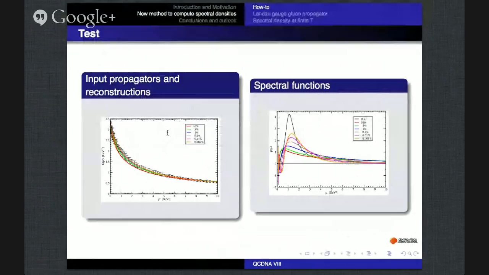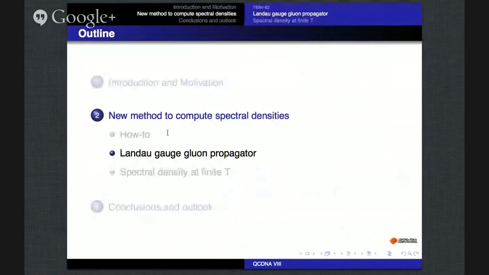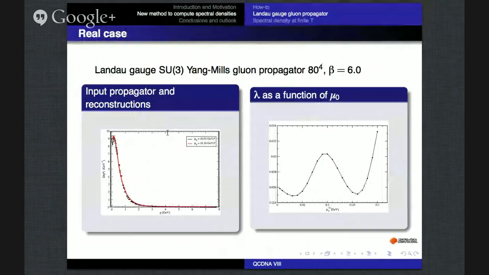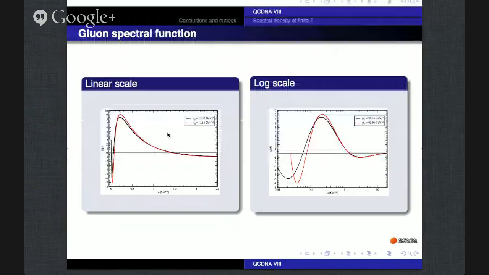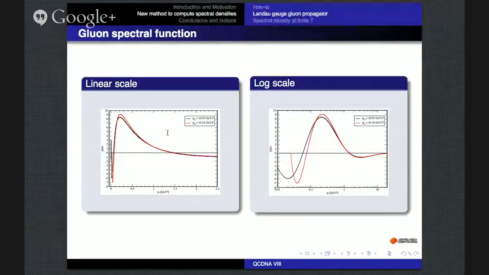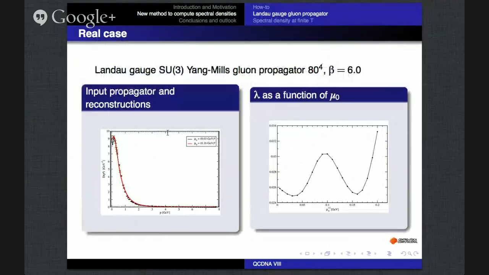Now we apply this method to the Landau gauge propagator, from lattice data for the Landau gauge gluon propagator on an 80 to the 4 lattice, using the Wilson gauge action at beta equal to 6.0. Here you have the input propagator. After getting the gluon spectral function, you can reconstruct the propagator and check your solution. You see that the reconstructions are perfectly well within the input data we used.